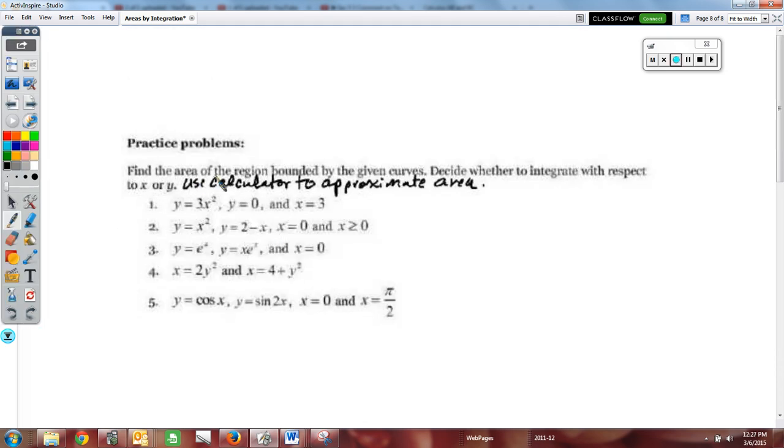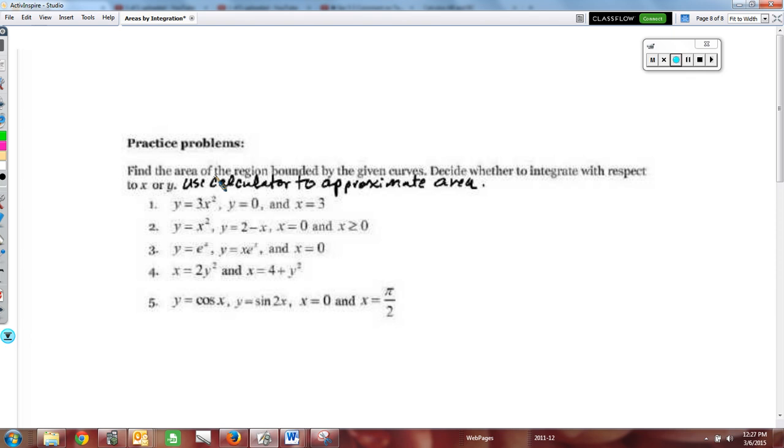Alright, so basically this idea is that I would like you to be able to work on the setup of these problems. Decide whether you are doing a problem where you're going to find the area under the curve to the x-axis, whether you are going to do the area under the curve to the y-axis, or whether you are doing the area between two curves. And if it's area between two curves, can we do that area as one definite integral, or do we need to do it as two?